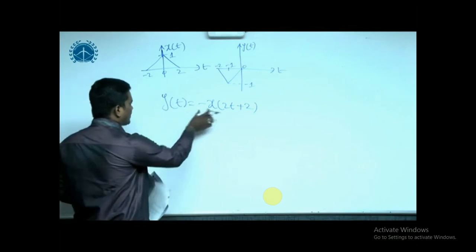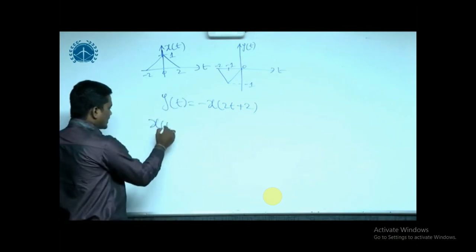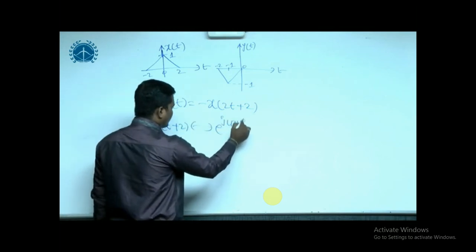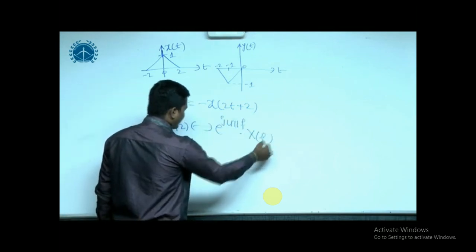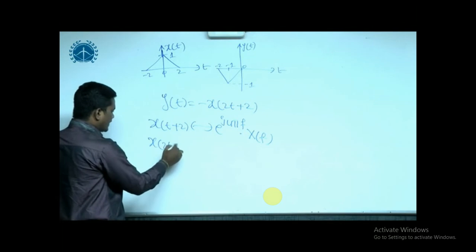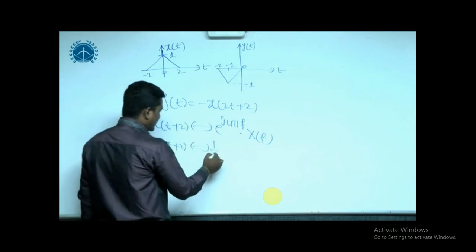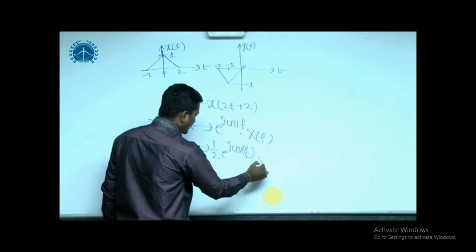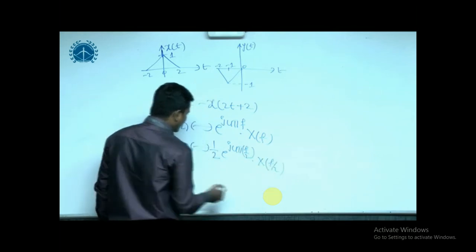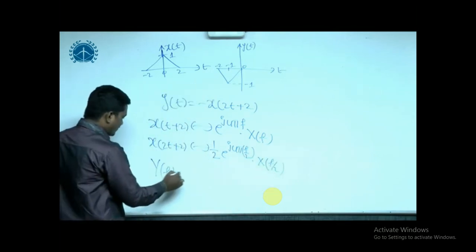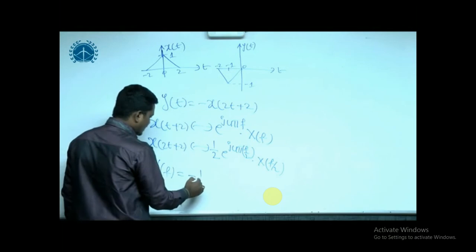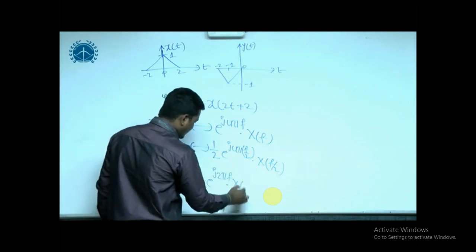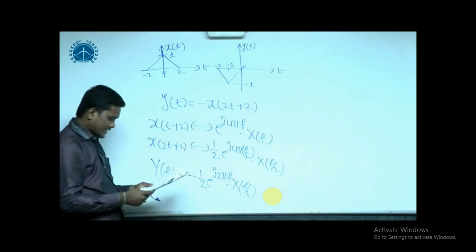Now apply Fourier transform to this. Now the Fourier transform of x of t plus 2 is e to the power of j 4 pi f into X of f. Now for x of 2t plus 2, by the time scaling property, the Fourier transform is 1 by 2 e to the power of j 4 pi f by 2 into X of f by 2. So the final answer is Y of f equals, multiplied with a minus sign, minus 1 by 2 e to the power of j 2 pi f into X of f by 2. So D is the right answer.